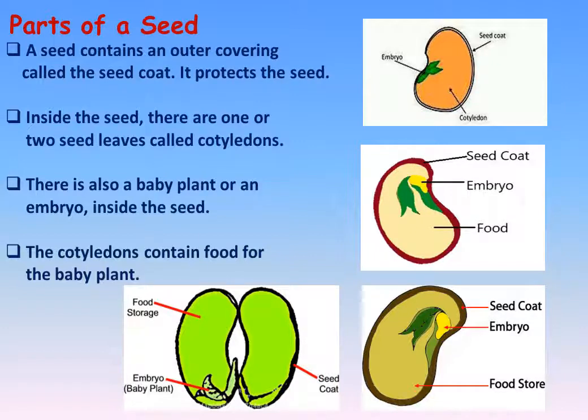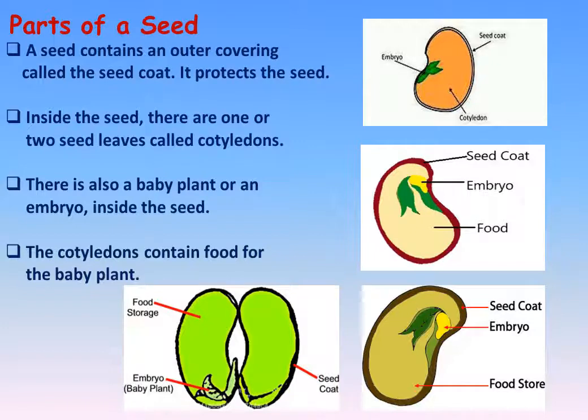It is the outermost layer. It will protect the seed. So the function of the seed coat is to protect the seed. That is a covering over the seed. Next, inside the seed there are one or two seed leaves called cotyledons. You can see in the first picture, the cotyledon inside the seed.